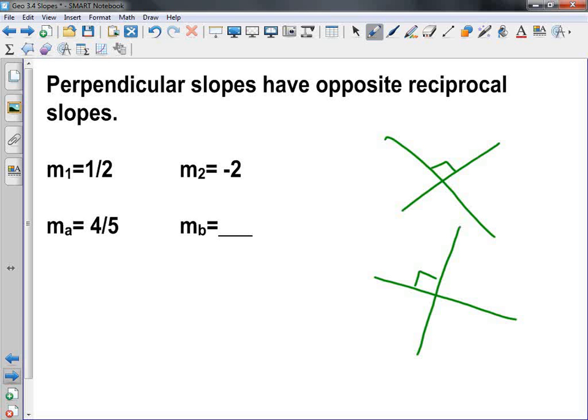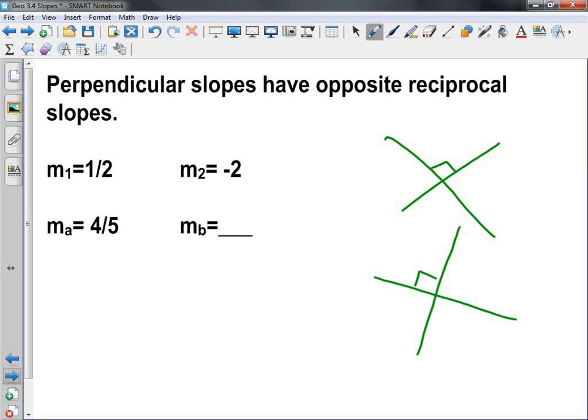So if we look at slope 1 and slope 2, one needs to be positive, one needs to be negative. Does that happen for slopes 1 and 2? Is one positive, one negative? This isn't a trick question. Yeah, one's positive, one's negative. The reciprocal part, thank you, Daniel, is when we flip a fraction, right?